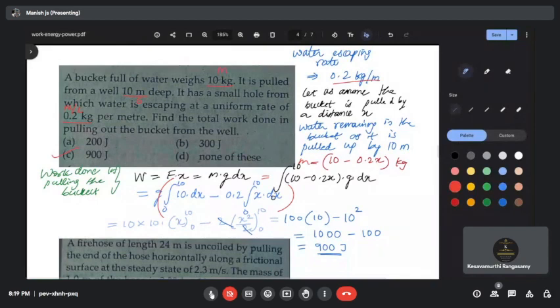You integrate the limits from 0 to 10 because you're pulling it until the surface. By the time it comes to the surface, it is 10 meters high from the ground level of the well. Substitute, then you simplify, you need to do the integration, and you would get the answer as 900 joules. That's the work done. So that's the approach to solve this question. All right, I hope this part is clear. Shall we move on to the next question?